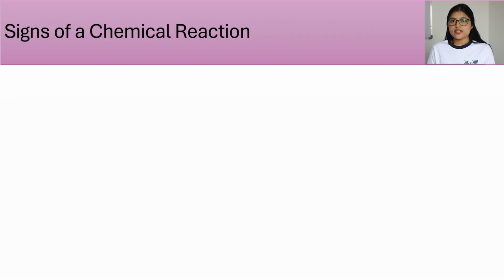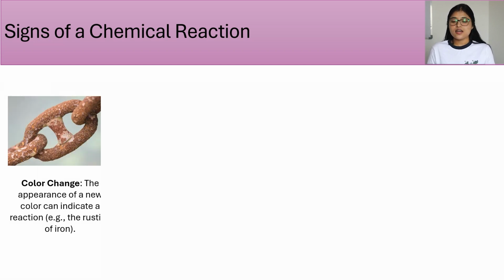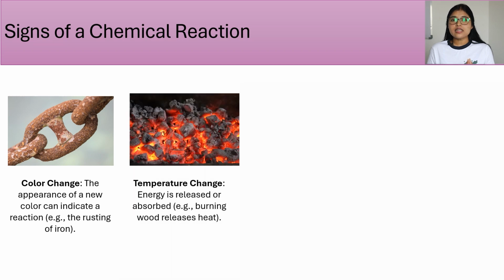Let us take a look at some signs of a chemical reaction. How do you know a chemical reaction has occurred? In the first example, we can see a color change. For example, when iron rusts, it goes from silver color to brown color. The second example shows us a release of energy. When you burn wood, you can notice a release of heat. This is an example of temperature change.